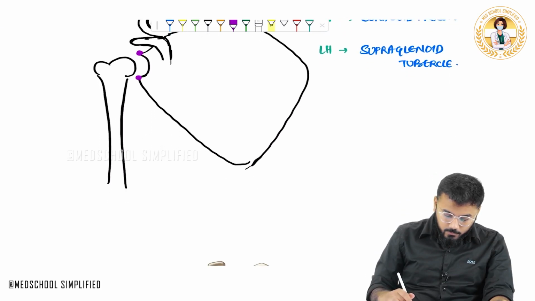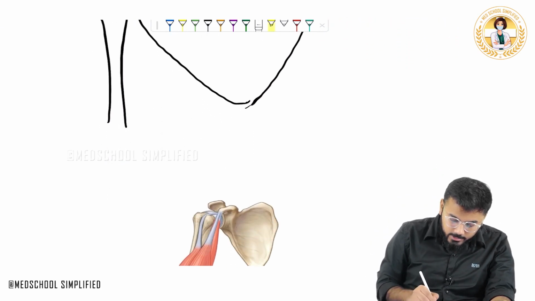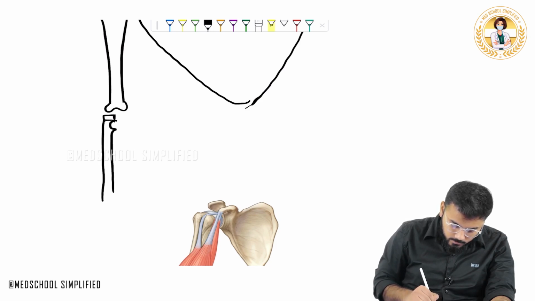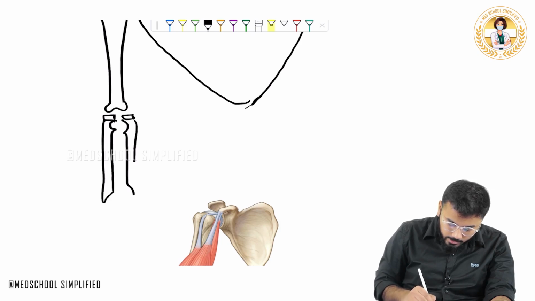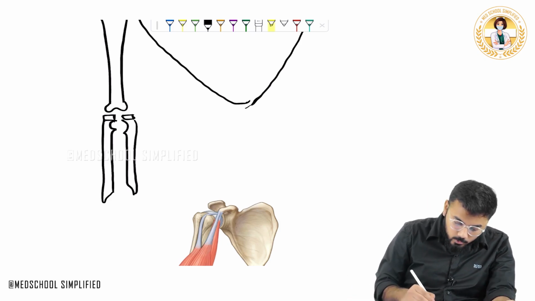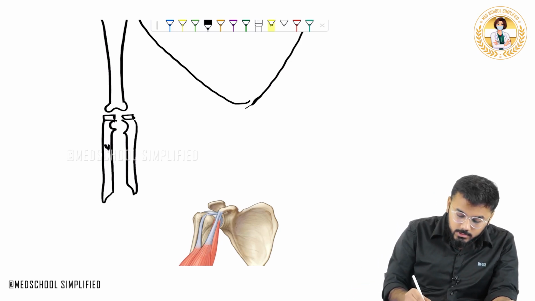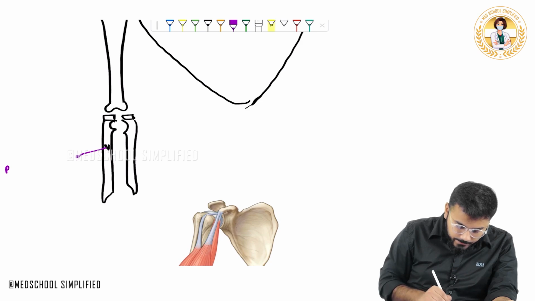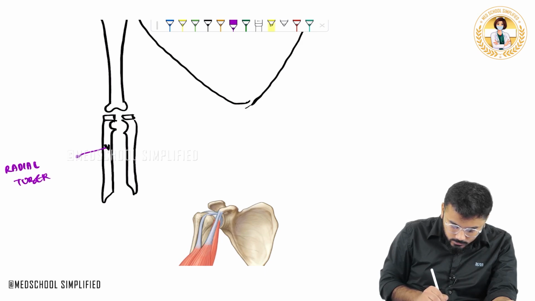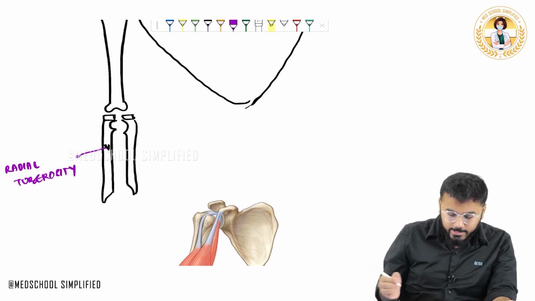Okay. Now another important thing is that let us finish up this bone over here, and here you have got the radius bone. Here you have got the ulna bone. Okay. On the radius bone, you have got a small tuberosity like this. This is called the radial tuberosity. You have got a small tuberosity. This is called the radial tuberosity, right?